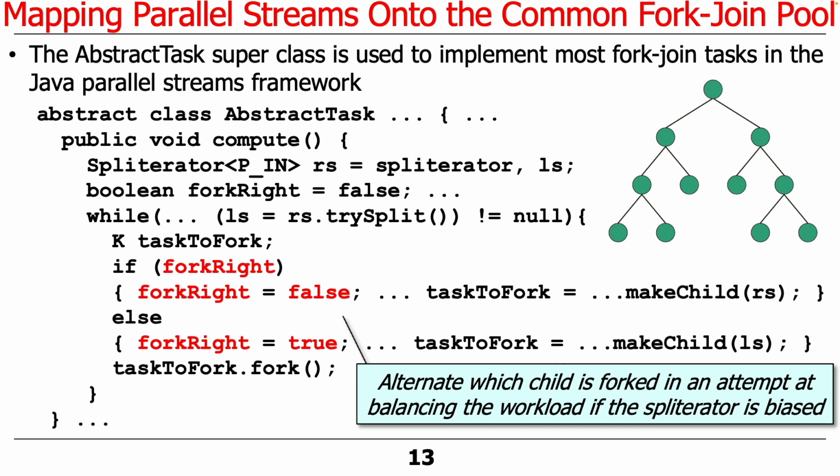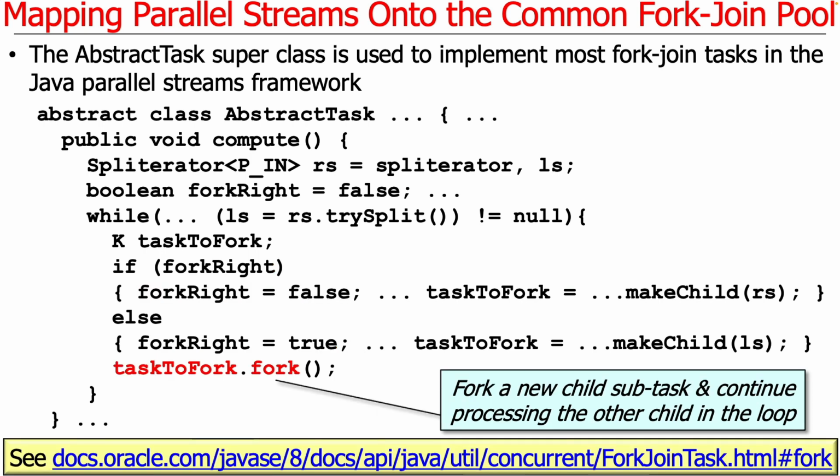So it goes back and forth doing this, and it also makes the appropriate child, and then it's going to fork one of them. So whichever, either the left side is going to be forked or the right side. Remember, when something's forked, that task is placed onto the deck in the calling thread, and then it's available to be stolen by other threads in the common fork join pool. So it'll fork one of the things, and then it's going to continue processing the other child in the loop. So it's going to loop back around again and then split the side that it didn't fork. So it's going to keep doing that. And again, the idea is to try to make this balanced tree of tasks.